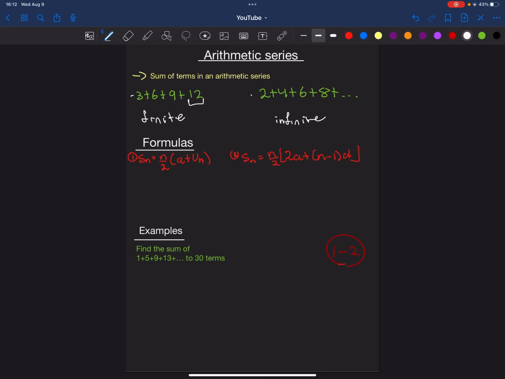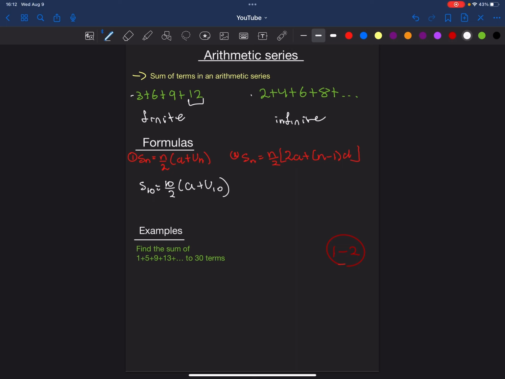There's also two different formulas that you could use for arithmetic series. The first formula, you're going to have to know the term they're adding up to. So for example, if you're trying to find the sum of the first 10 terms, the sum of the first 10 terms is equal to 10 divided by 2 times the first term A plus the 10th term. Okay?